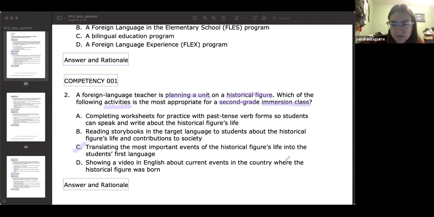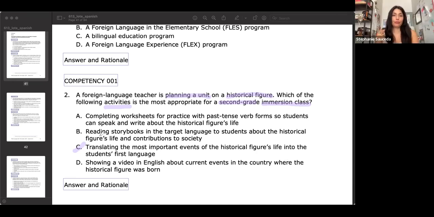Letter A. Right. So this is not going to be the most appropriate. They're second graders, and you're going to have them sit and complete worksheets, practicing past tense verbs, so that later they can speak and write about it. That's very advanced, and we're talking about second graders. I don't think that A is appropriate based on the things that we identified. So now we're left with B and D. And typically it's down to those two, right?